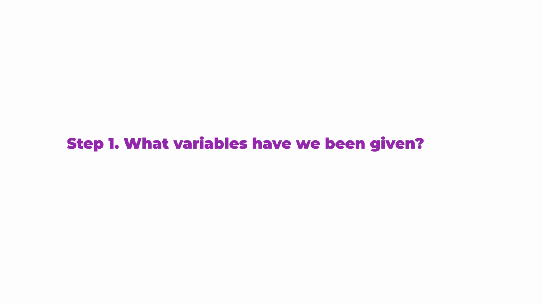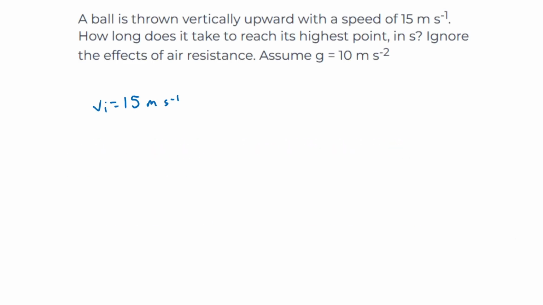Step 1. What variables have we been given? We have been given an initial velocity, or vi, of 15. The final velocity, or vf, will be 0, because at the moment the ball reaches its highest point, its velocity will be 0. Since we have both vi and vf, we can calculate the change in velocity, or delta v. Delta v equals vf minus vi, or 0 minus 15, which is equal to negative 15 meters per second.